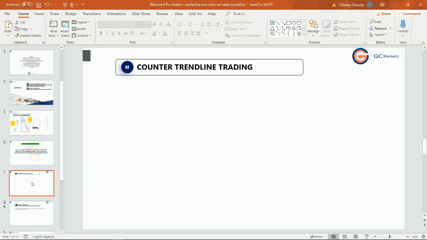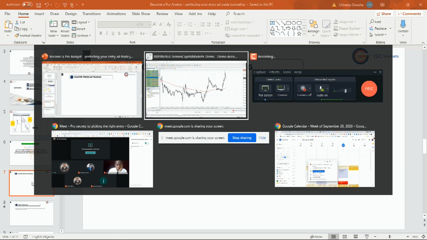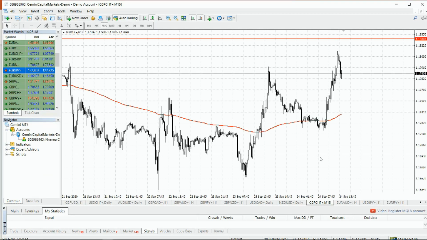This is one of the most powerful trading techniques as far as I'm concerned, that is not used enough because most people either don't know about it or don't know how to do it properly. If you understand how counter trend line trading works and how you can use that to your advantage, that alone could probably enhance your trading overall. Now let's go to the chart and show several examples of how that works.